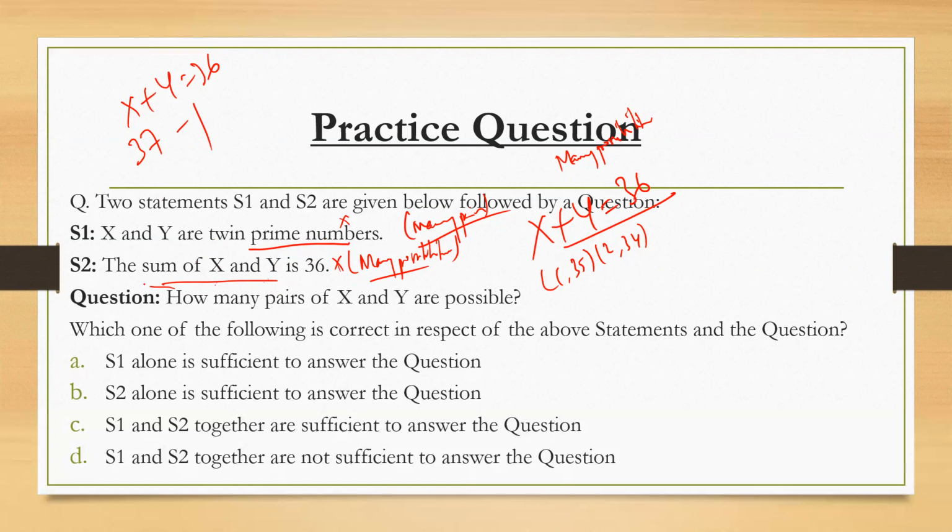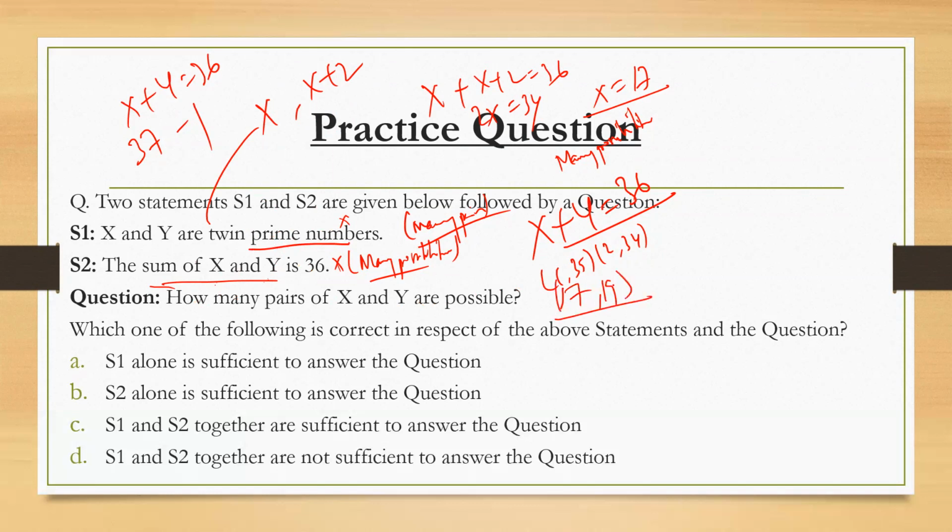Fine. Now, when we combine both of them, what happens here? You have x and x plus 2. Basically, twin primes means the difference has to be 2. Now you can put that value here. x plus x plus 2 is equal to 36. 2x is equal to 34, or x is 17. So when we combine both of them, we are getting one value, that is 17 and 19. So that answers our question. Therefore, it is C.